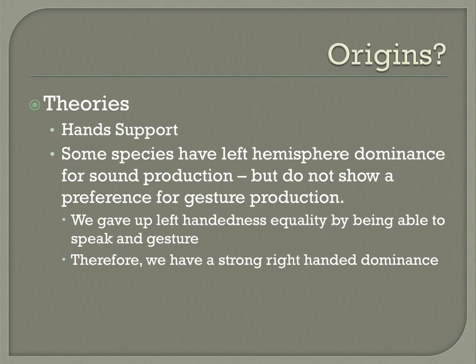And the idea, and I just find this super fascinating, is that evolutionarily we gave up left-handedness equality, so 50-50 use, to be able to speak and gesture. And so we have a right-handed dominance. This makes sense if you think about the cross in your brain. So the left side tends to control language and gesturing, and the left side of the brain also controls the right motor cortex, or the right side of your body movement-wise.